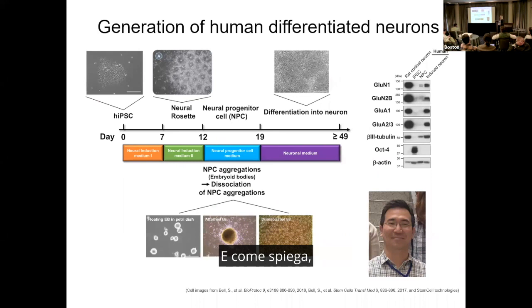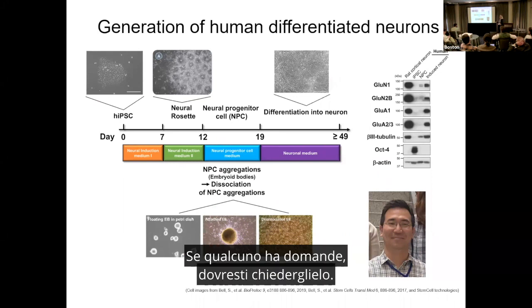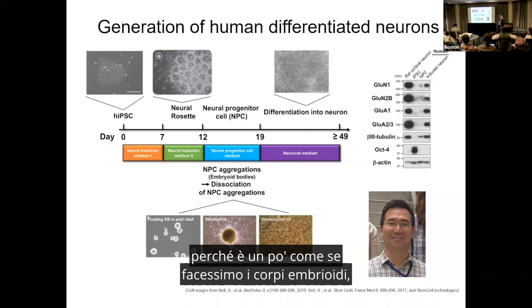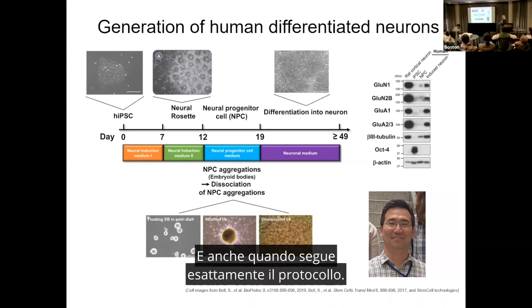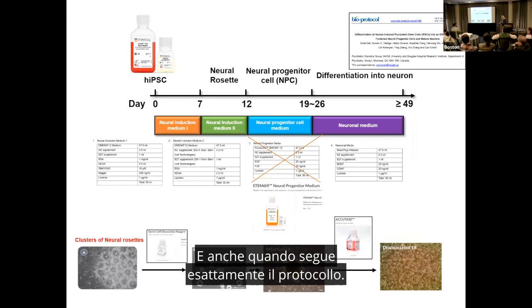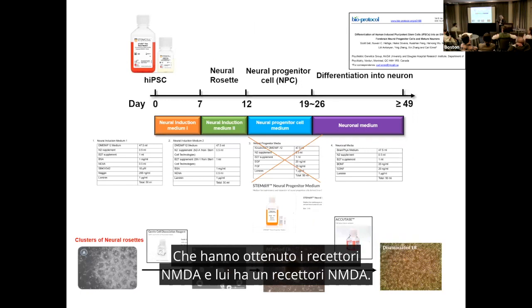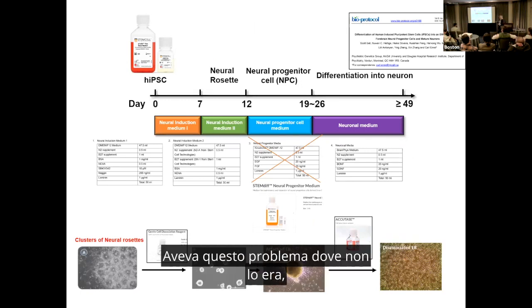And as he explains it, if anyone has questions, you would have to ask him, because it's kind of like, we make the embryoid bodies, they have to float, and they have to expand, and then they have to attach, and then they have to expand, and then you have to scrape them. It's this very multi-step process. And even when he follows the protocol exactly that said they got NMDA receptors and he gets NMDA receptors, he had this problem where they weren't expanding at this one time point. This is a multi-month process.